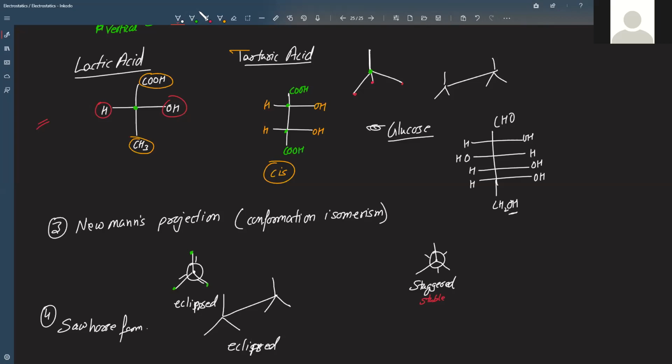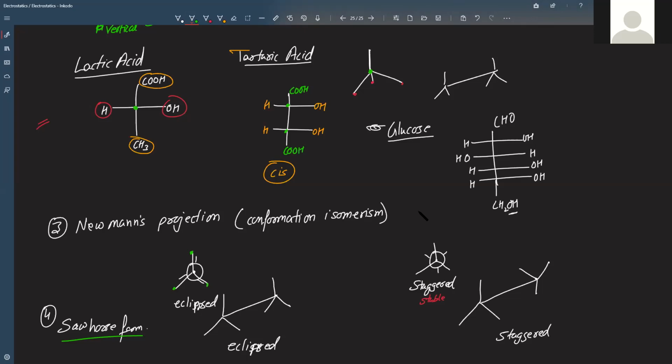And the sawhorse form for this will be: the front is like this and the back one is like this. So this is again the staggered form, but this staggered and eclipsed are in the fourth notation called the sawhorse form. So these are the four different representations of molecules in 3D.